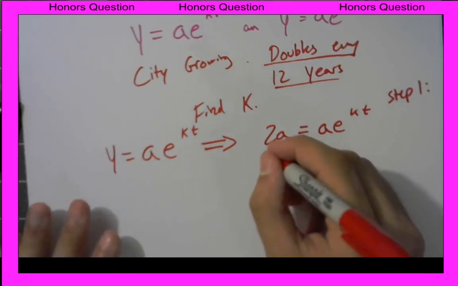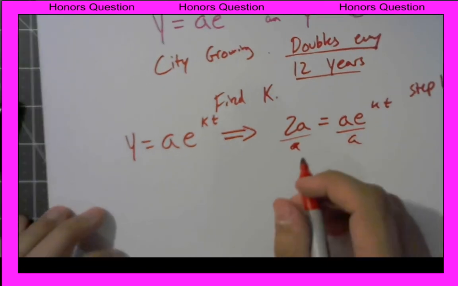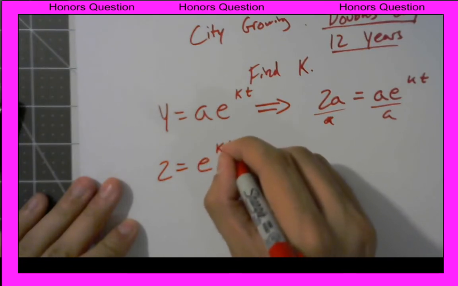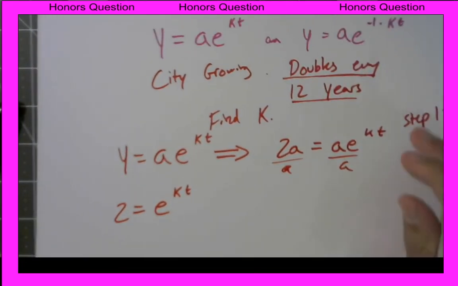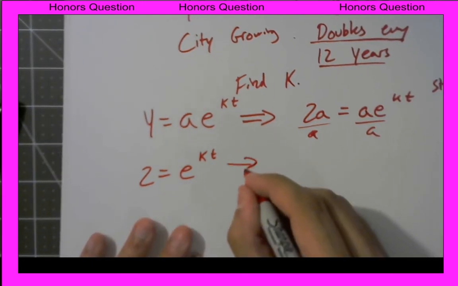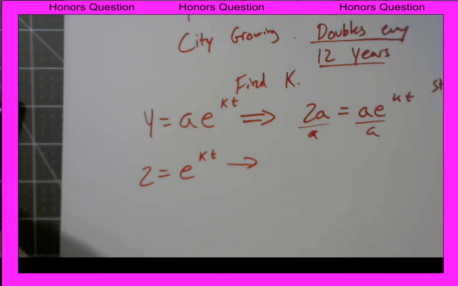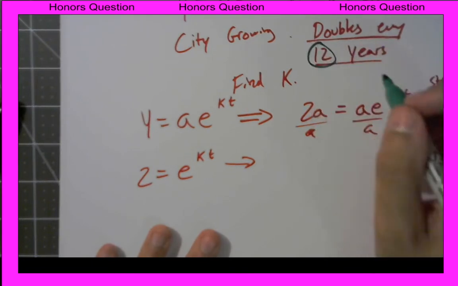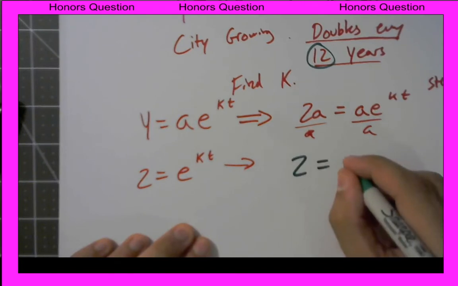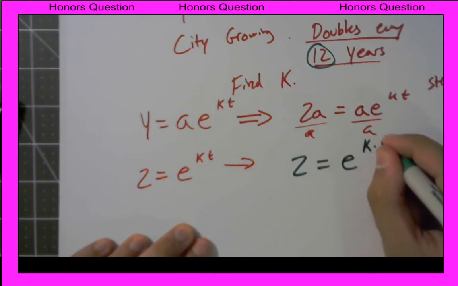Since 2a and a, I can just divide both sides by a, and my new equation becomes 2 equals e k t. So before I've even put in my years, I've gotten rid of y and a. That's pretty much step one. So step 2, I'm going to change out my t, my time, for 12, because that's the time I've been given. It's the only thing I haven't used yet in the words. So I have 2 equals e k 12.